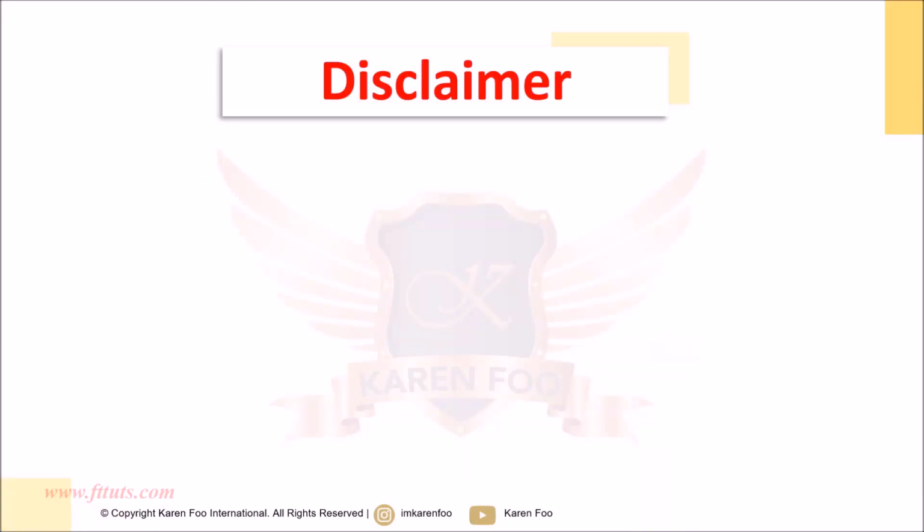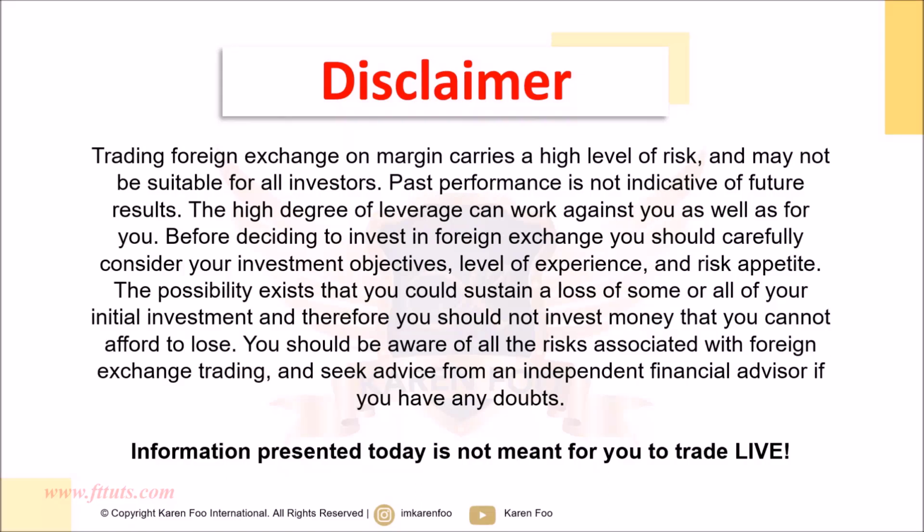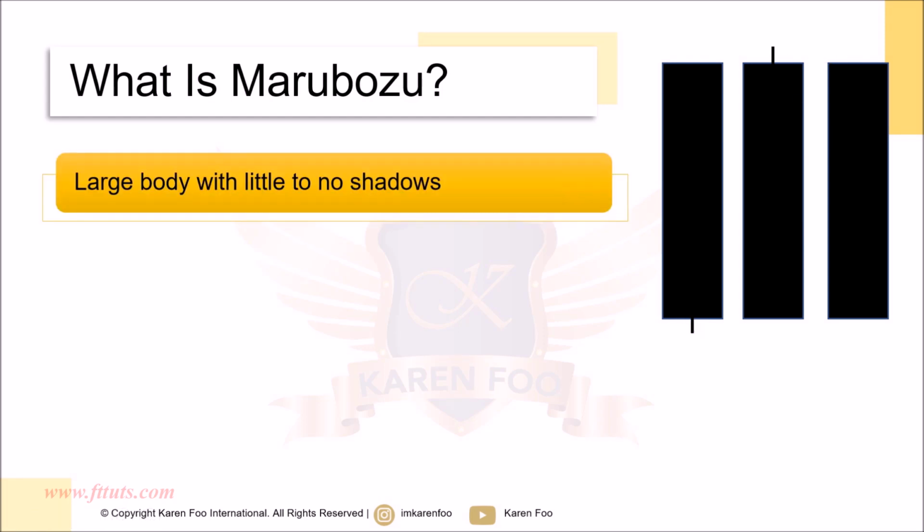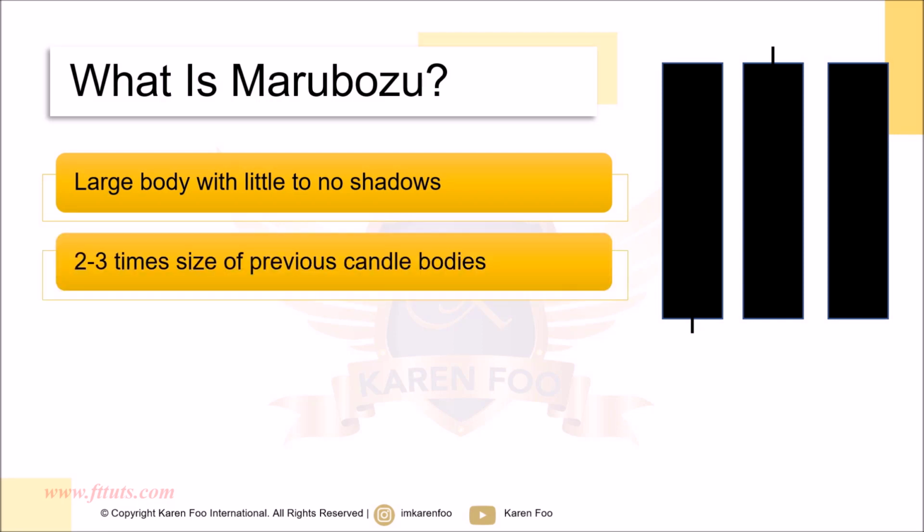So basically, what is this candlestick all about? Now basically it looks something like this. You'll see a very long body and no wicks, and sometimes you'll see small lower wicks and also small upper wicks. Like I said, ideally you see a large body with no shadows, and it's normally 2 to 3 times the size of previous candle bodies, meaning a lot bigger than the previous candles.